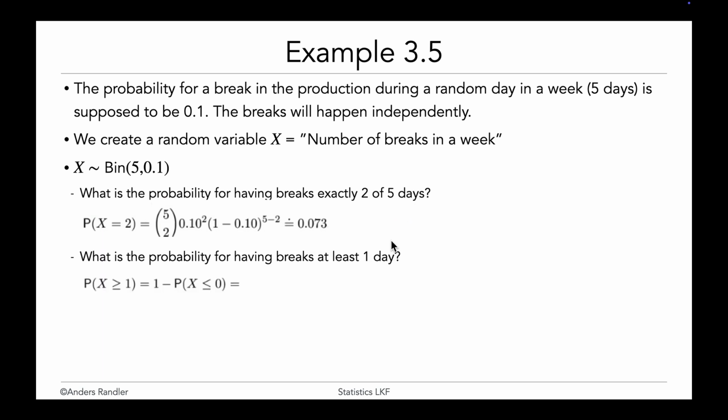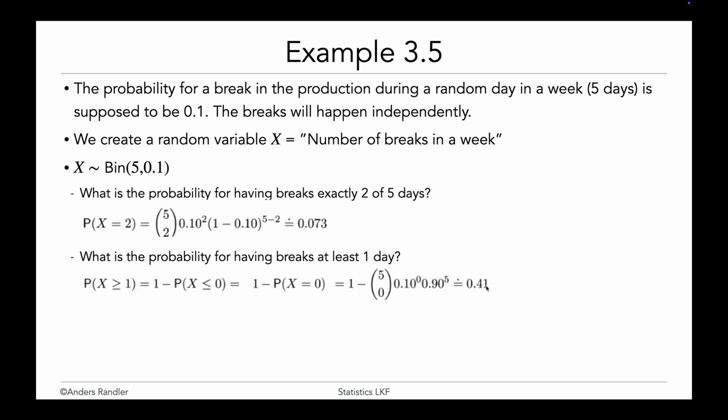What is the probability of having breaks at least 1 day? So x is supposed to be greater than or equal to 1. But instead of calculating the probability for having 1 break, 2 breaks, 3 breaks, etc., you could say, okay, if I instead calculate the probability for having no break and take that away from 1, that's by far much easier. So this is what I'm going to do, using this formula, but instead of having x equals 2, I will have x equals 0.